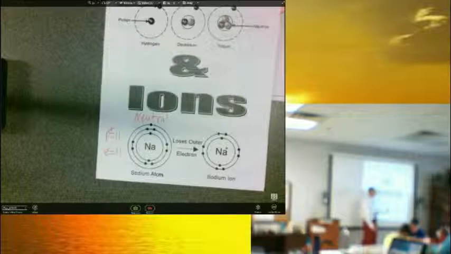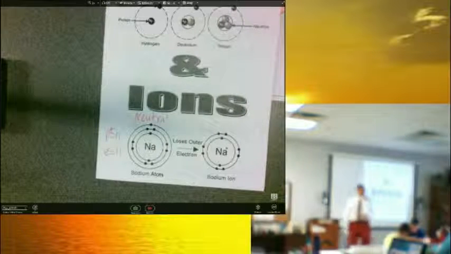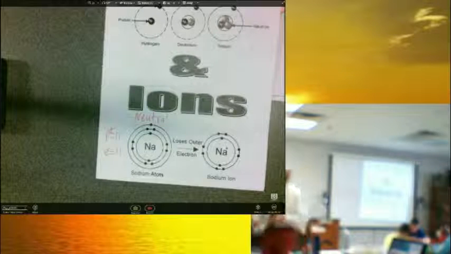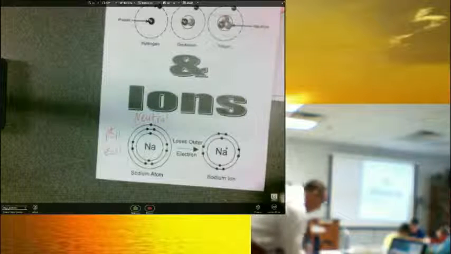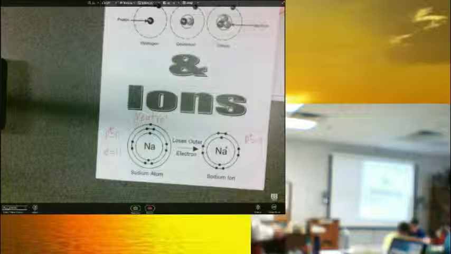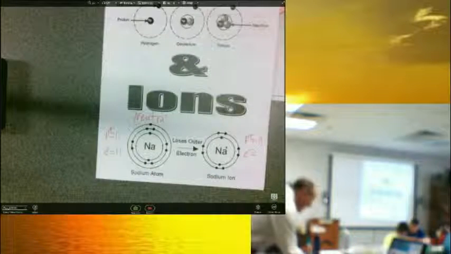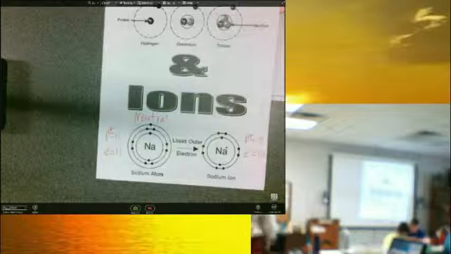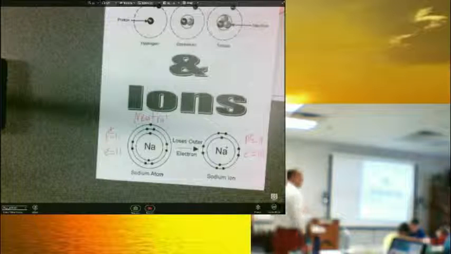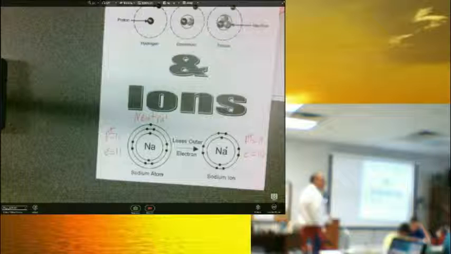But what does it have one less of? It has one less electron. So is it neutral now? Let's look at it. We still have 11 protons. So all sodium has 11 protons. But now, how many electrons do we have? We only have 10. So it's going to be a positive. The atom now is charged positive. It's no longer neutral. That's what's called being an ion.